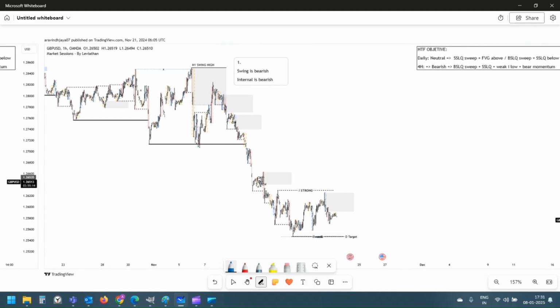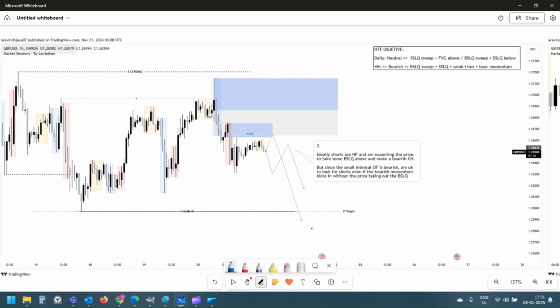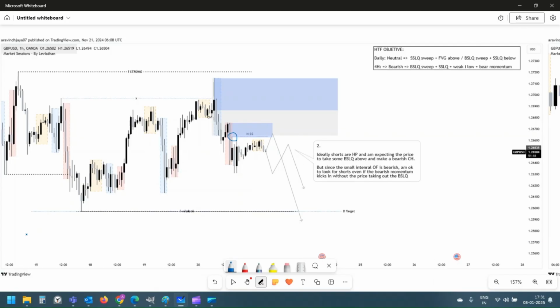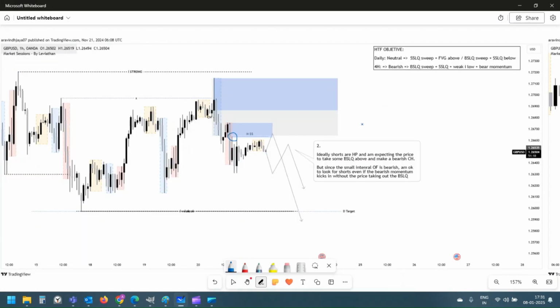So this is H1. The swing structure is bearish. Internal is also bearish. If I zoom in, yeah, here you go. I expected the price to take out the buy side liquidity right here, but I'm also okay if the price takes out the Asian high and then turns bearish. I can take a trade from there. So anything is fine for me.